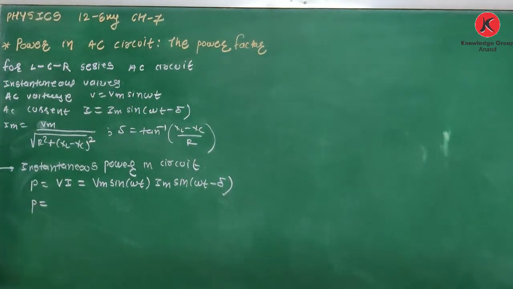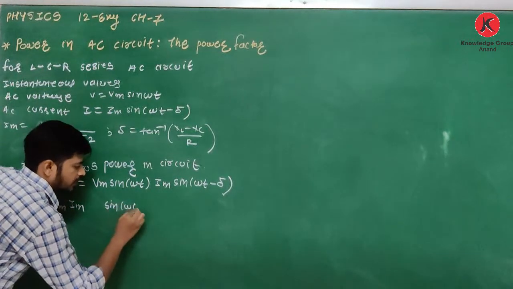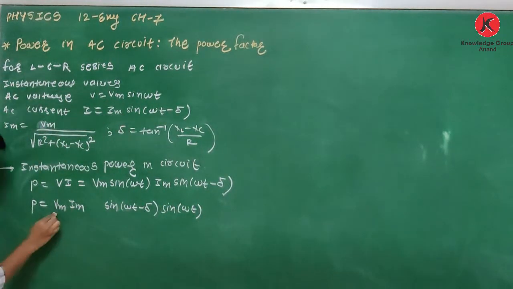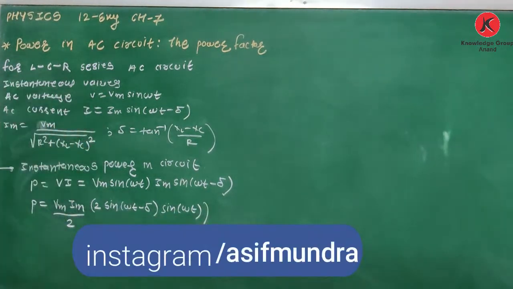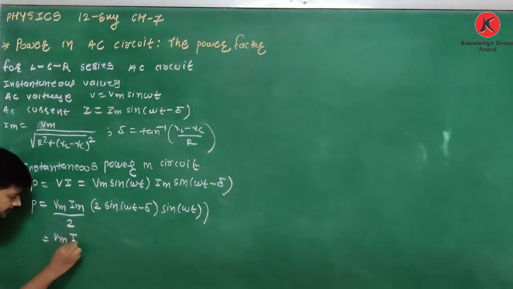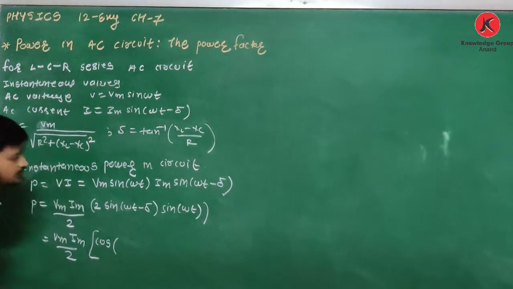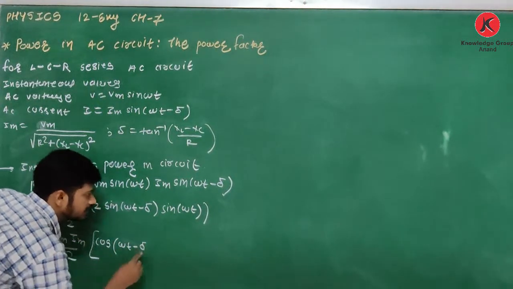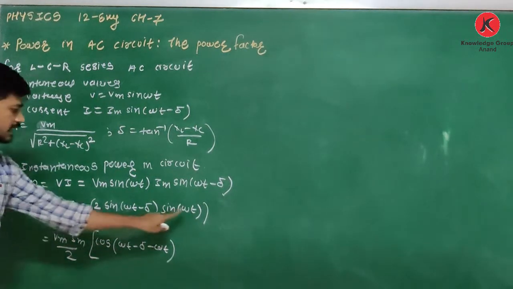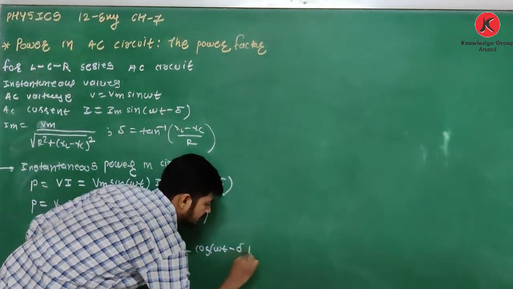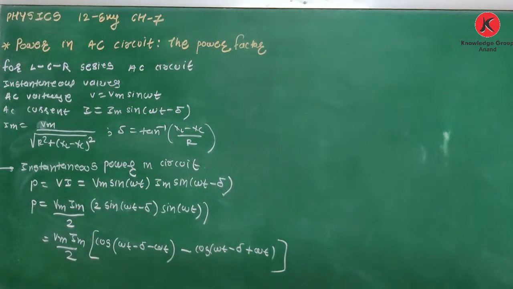So I will write this equation as P is equal to Vm Im sin(omega t minus del) sin omega t. I will divide this equation by 2 and multiply by 2. Then see what happens. Vm Im divided by 2, times 2 sin A sin B. This is one mathematical identity that you have to remember: 2 sin A sin B is equal to cos(A minus B) minus cos(A plus B). In the first cosine you take the subtraction of the two angles, that is omega t minus del minus omega t, this angle minus this angle, with a minus sign in between. Now you add the angles, that is cos(omega t minus del plus omega t). Clear about this? So now how to simplify this?